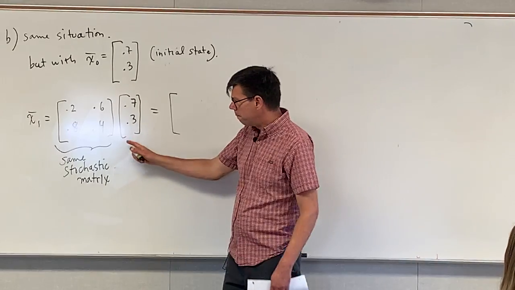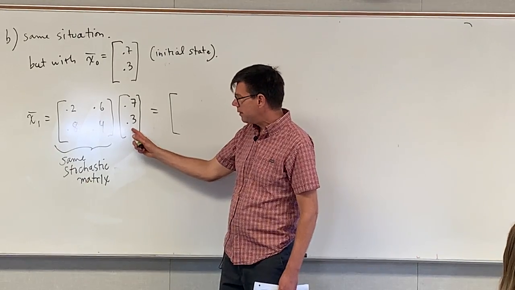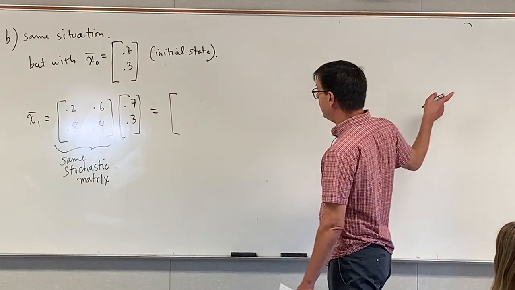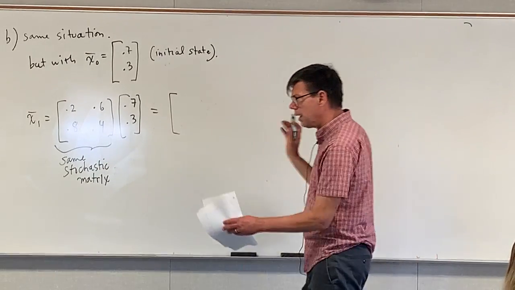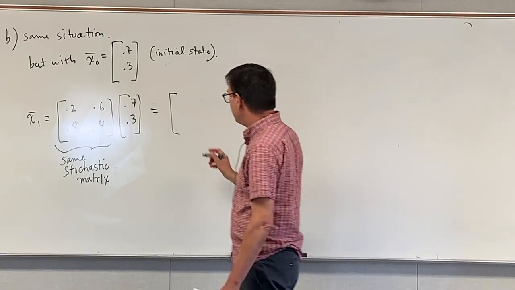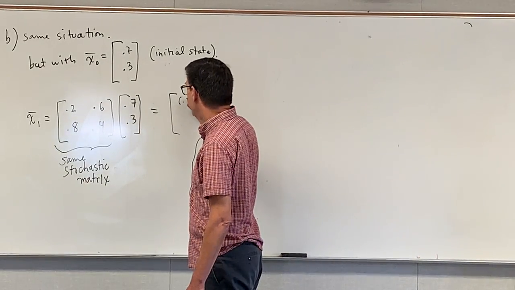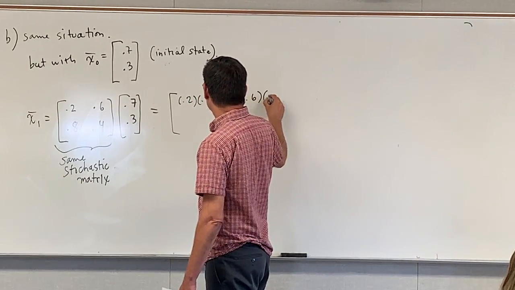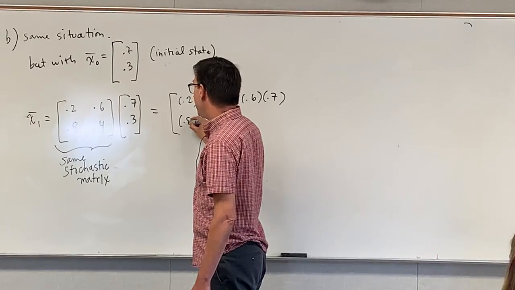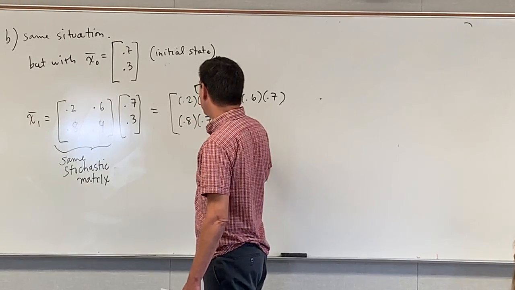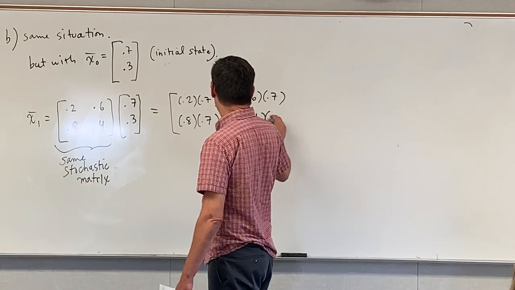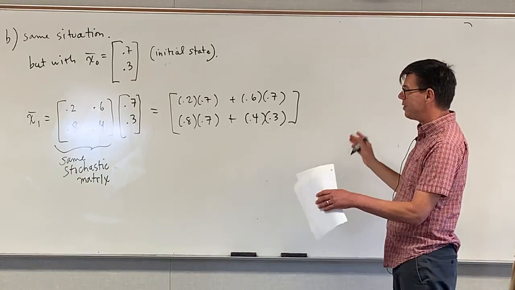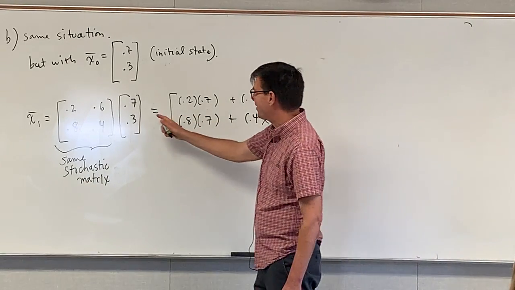So again, try to see that even with this different starting state, the stochastic matrix is the same. I'm not going to dare try to write it out in words, but we're doing the same thing. Our probabilities are going to be 0.2 times 0.7 plus 0.6 times 0.7, 0.8 times 0.7 plus 0.4 times 0.3. All right, now I learned my lesson. Next time I'll write the matrix down first and talk about what it means first.